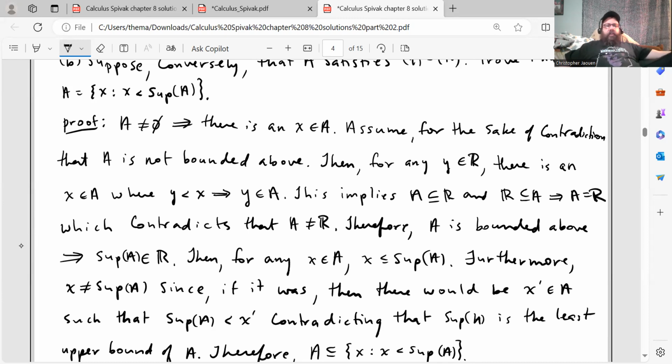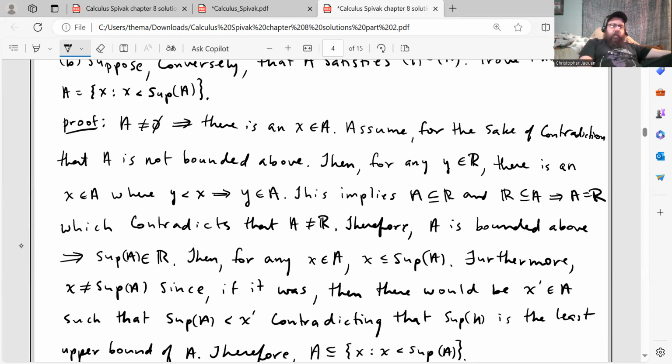Assume for the sake of contradiction that A is not bounded above. Then for any y in the real numbers, there is an x in A where y is less than x, which implies that y is in A. That implies that A is a subset of R and R is a subset of A, which implies that A equals the real numbers, but that contradicts one of the properties. Therefore, A is bounded above.